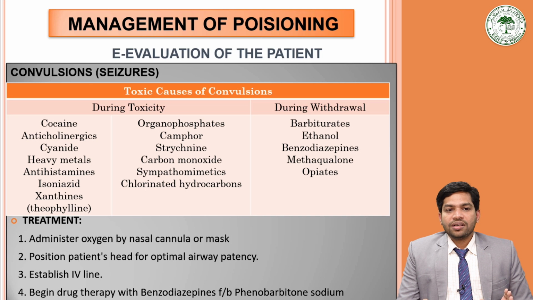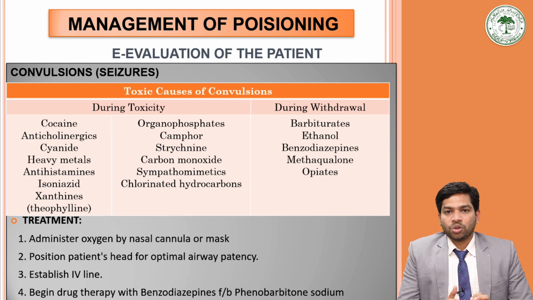Then coming to convulsions and seizures. There are several drugs and poisons which cause convulsions. Improper treatment or mismanagement can lead to status epilepticus, which is a life-threatening condition. Toxic convulsions may be categorized into three categories. One is those that respond to standard anticonvulsant therapy, like the typical benzodiazepines.